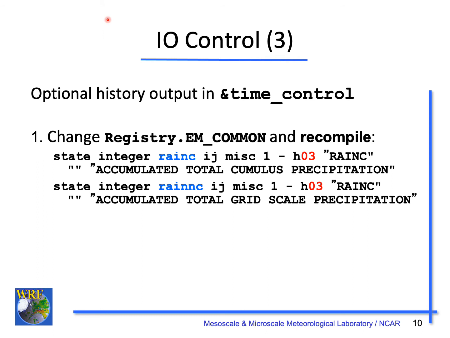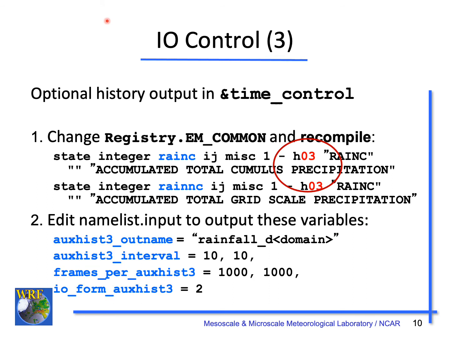An example to output model rainfall produced by the cumulus scheme, RAINC, and the microphysics scheme, RAINNC, is shown on this slide. Normally, the field goes to the history file in stream 0 by default, and we are changing it to also go to stream number 3. This is done by adding 03 to the 2 lines in the registry file. We then need to add some options in the namelist file to define the output file name, output frequency, and how we want the files to be split, as well as the file format.